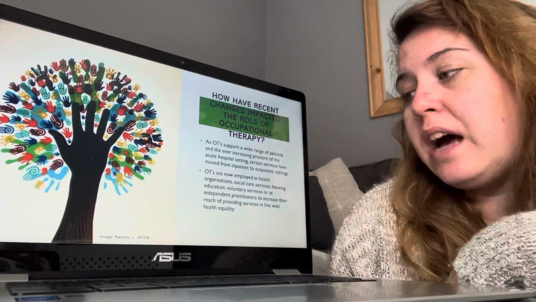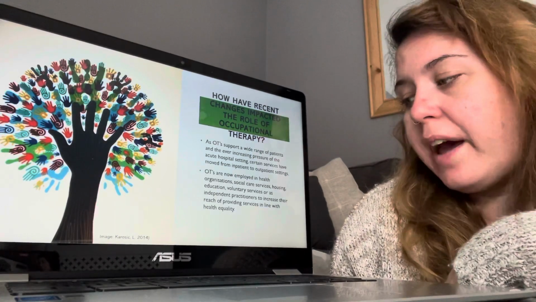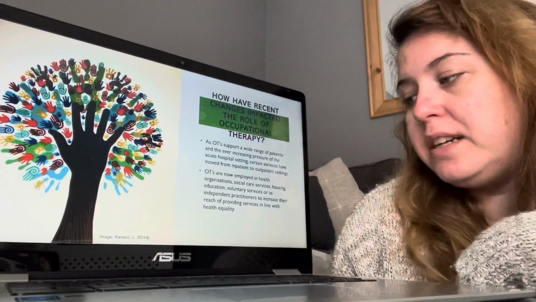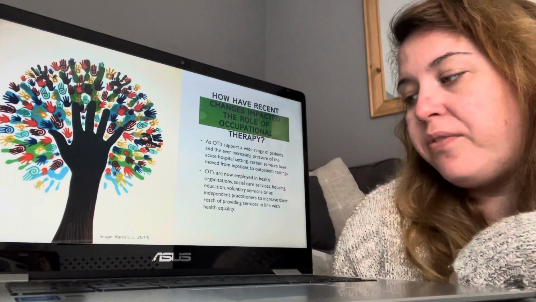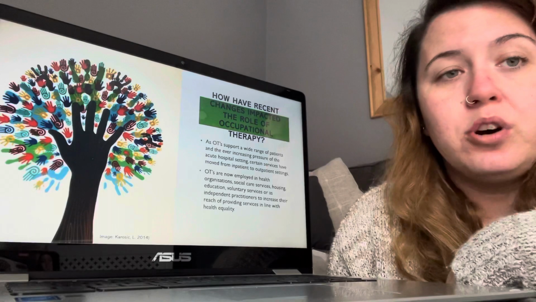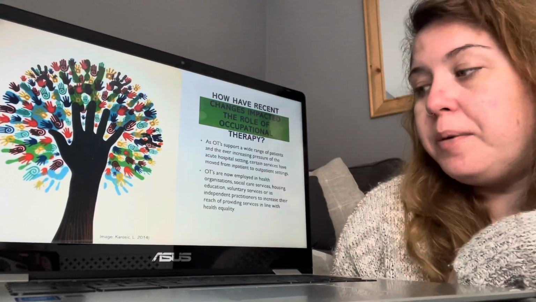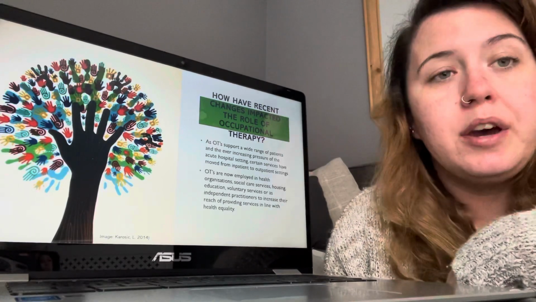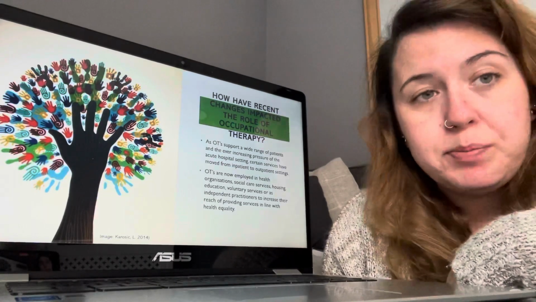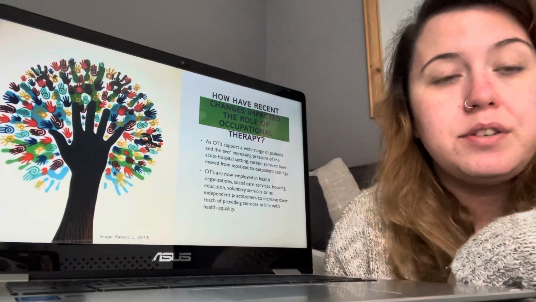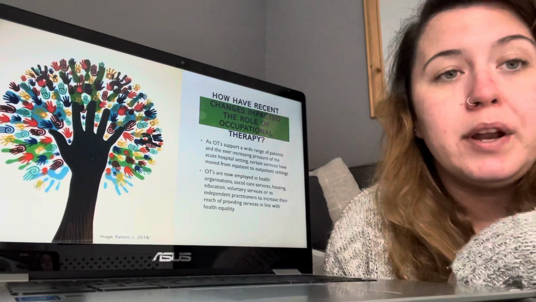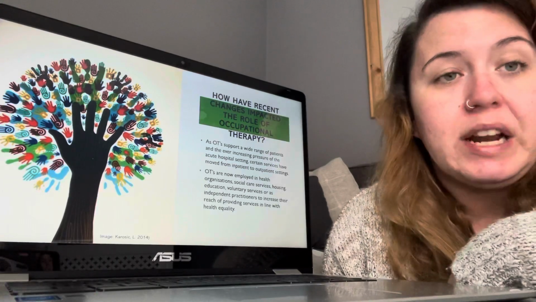OTs are now employed in health organisations, social care services, housing, education, voluntary services, or as independent practitioners, to increase their reach in providing services in line with health equality. OTs perform a number of different roles. They can help write care plans for social care services. They can go in after someone's been discharged from hospital and do an OT assessment there to see if they can reduce the need for care by providing equipment or teaching a patient a different way to do something.